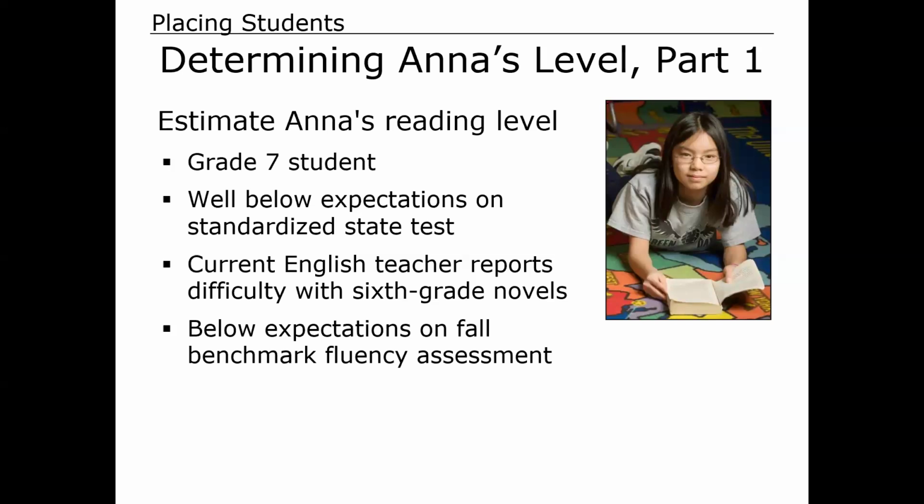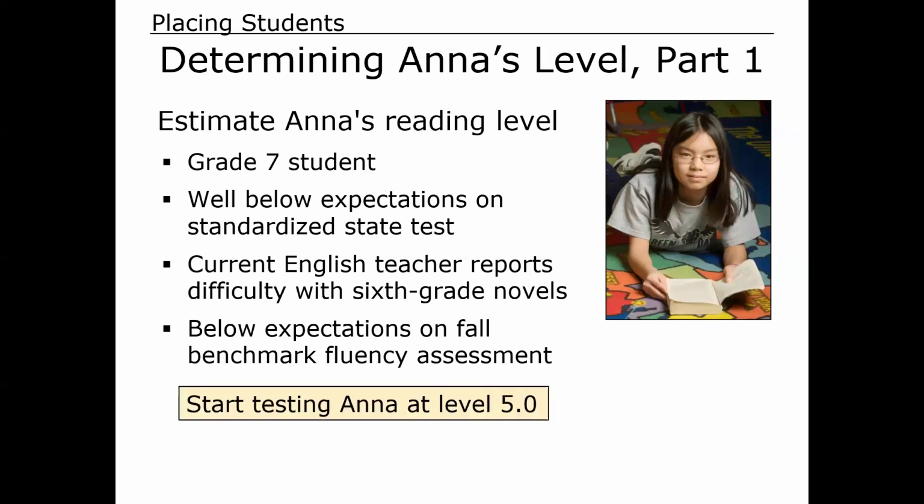So let's take a look at a student. We are going to go through a few different students and go through the process of placing them together. So here's Anna. She's a 7th grader. She's below expectations on standardized tests. Her current English teacher says 6th grade novels are a little hard. She's below expectations on a fall fluency benchmark assessment. From 1.0 to 8.0, what level might you start? What level on the placement packet might you locate to give her first?